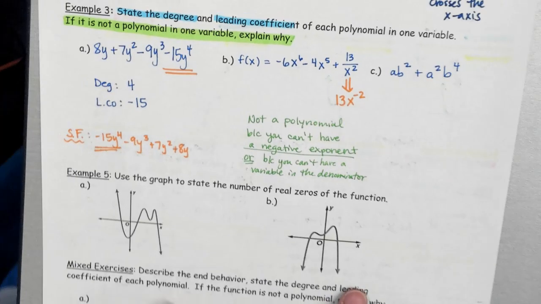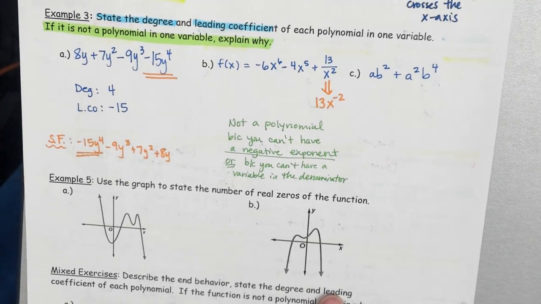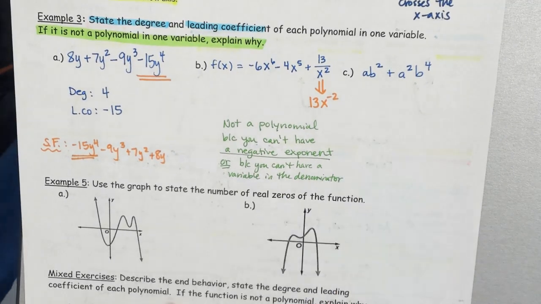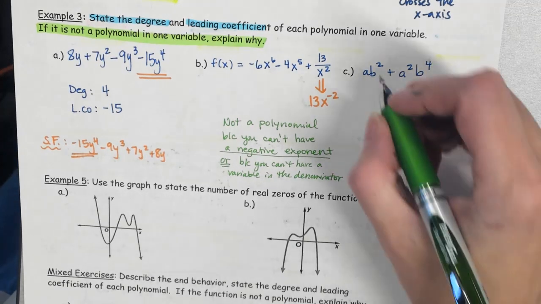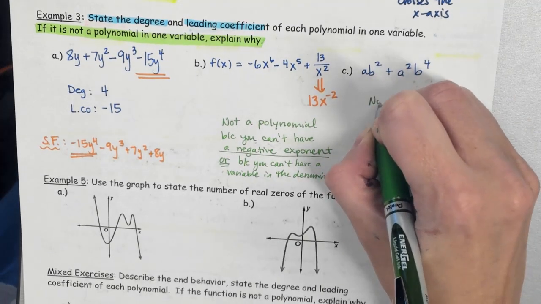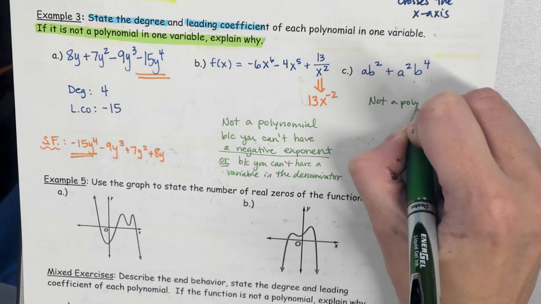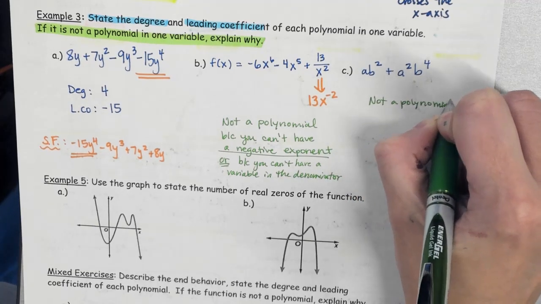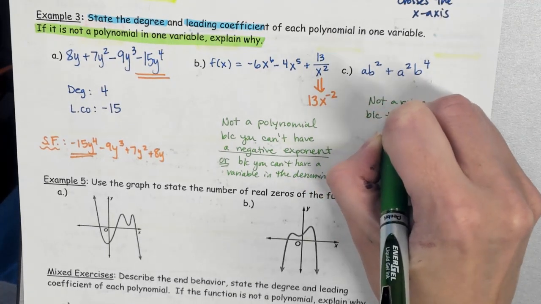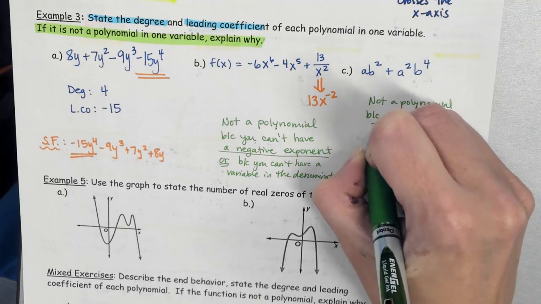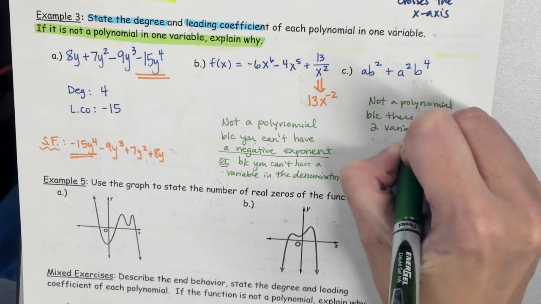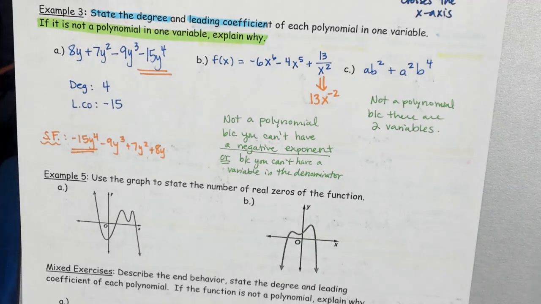All right, and then these are called polynomials in one variable. So what's the problem with C? There's two variables. So you're just going to say not a polynomial because there are two variables. And that's it. So a very short sentence. Not a polynomial because there are two variables.